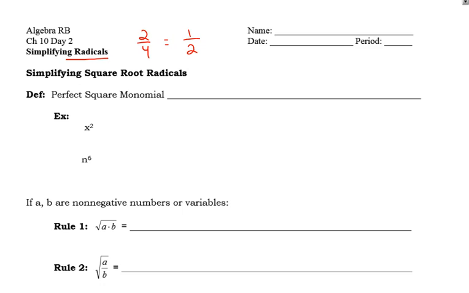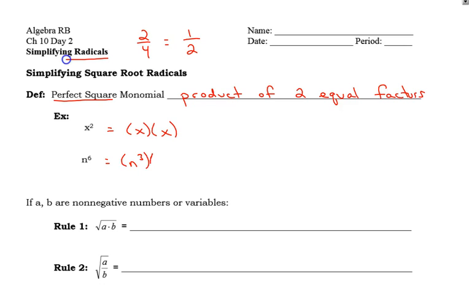In order to simplify square roots, you need to know your perfect squares. Now, a perfect square monomial is just the product of two equal factors, which means I'm going to multiply the same thing by itself. And that's going to give me a perfect square. So x squared is a perfect square because x times x is equal to x squared. That's why it's a perfect square monomial. N to the sixth is n to the third times n to the third, because remember, when we're multiplying, we add the exponents.